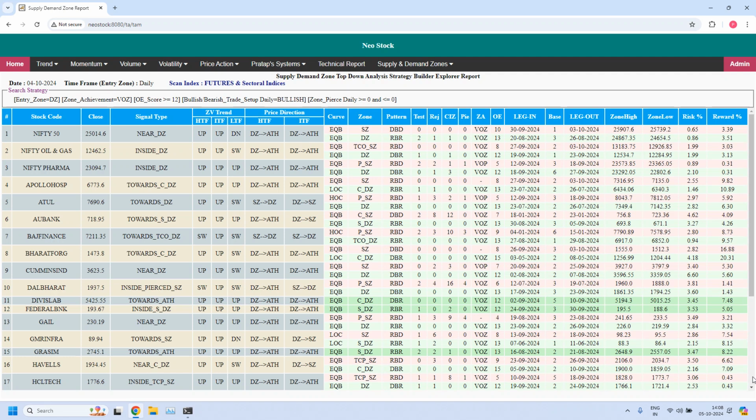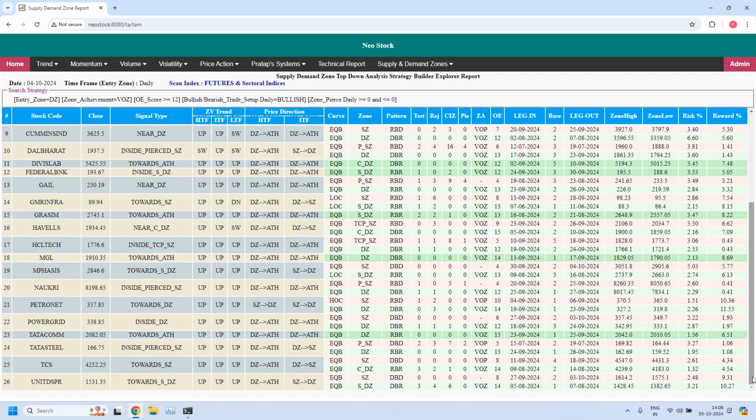These are the first 17 stocks. Okay, I'm scrolling the list down. So total 26 stocks are filtered. All these 26 stocks are currently supporting bullish trade setup for monthly income trade.